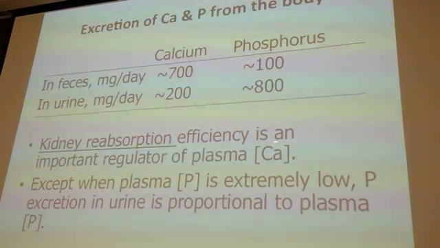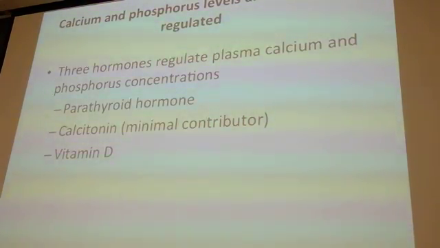So, a high degree of regulation of calcium with the excretion in the urine, not much regulation of the phosphorus excretion in the urine. There are three hormones to consider with respect to the concentrations of plasma calcium and phosphorus. These are the parathyroid hormone, which I briefly alluded to, the active form of vitamin D, and then calcitonin. This seems to be a minor contributor, but I'll come back to this. We'll talk about the role of each of these hormones and how they regulate calcium and phosphorus.